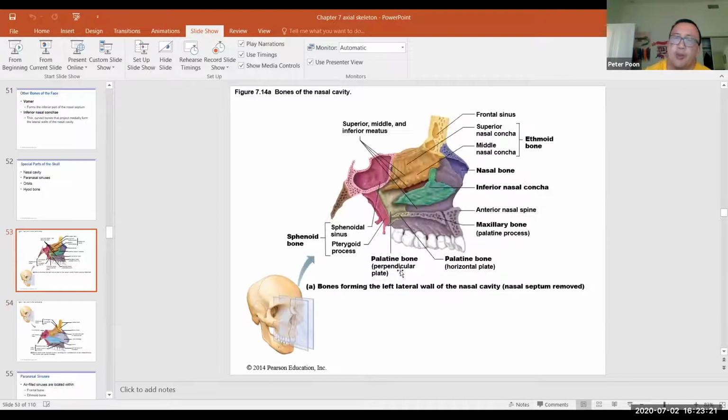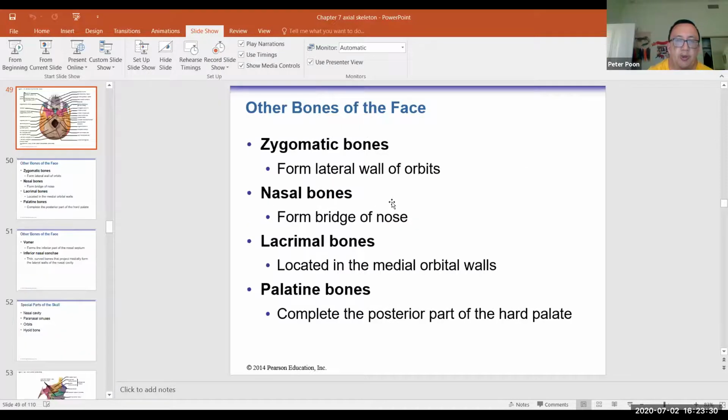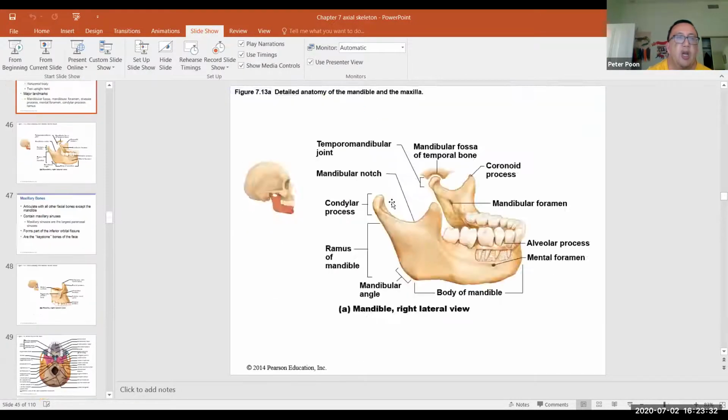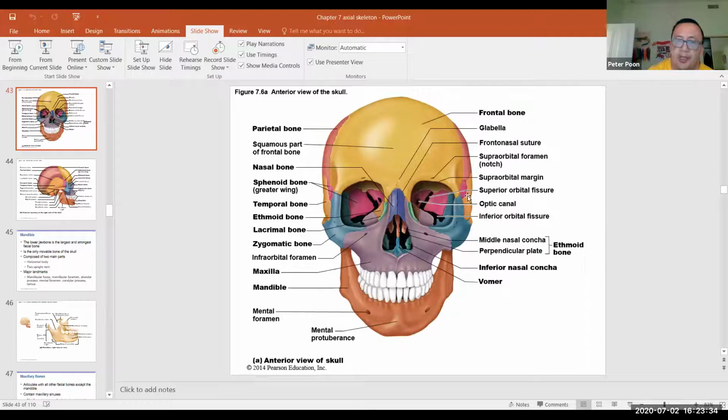The last one is the inferior nasal conchae. That's the inferior nasal conchae. None of these drawings actually do a really great job of showing you what the inferior nasal conchae is. The best one is this. If you see it, that green thing that sticks into your nasal cavity and hooks around is the inferior nasal conchae.